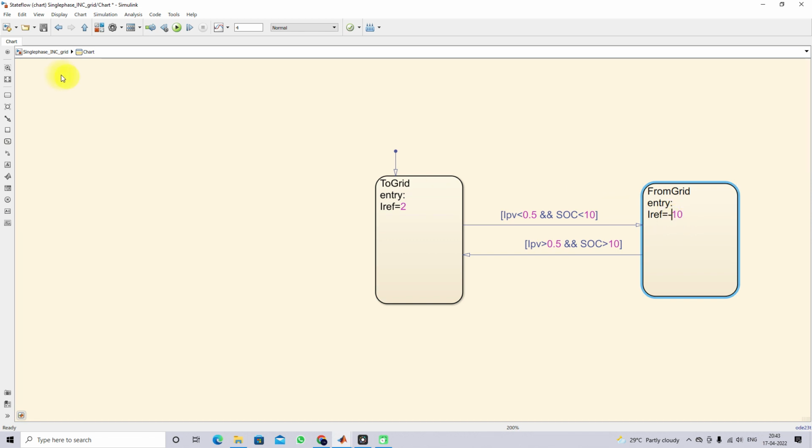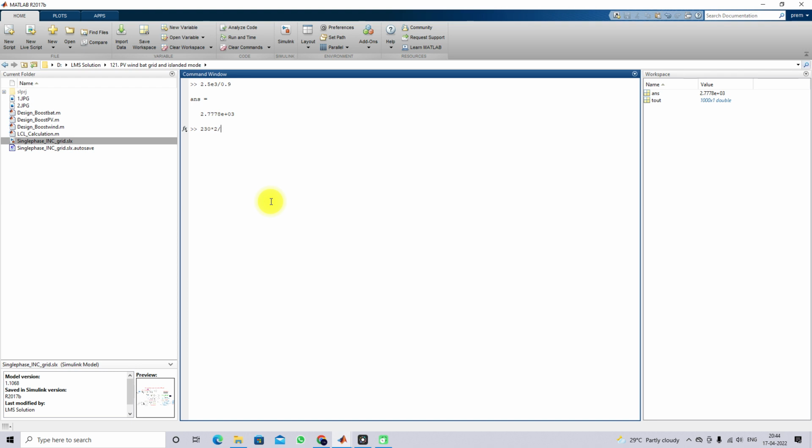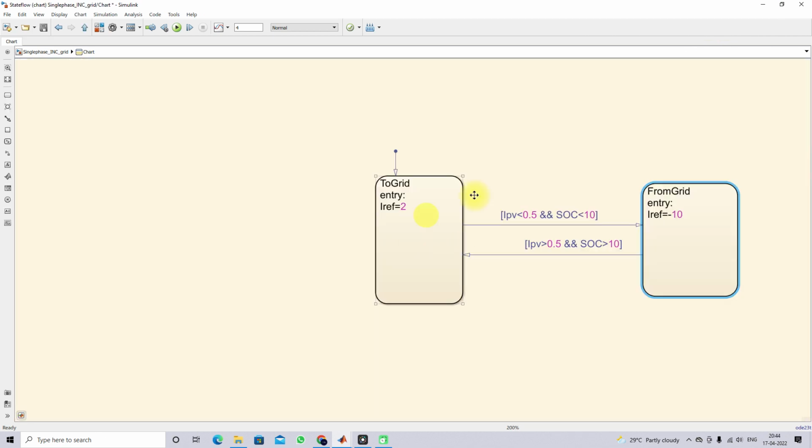So when sending 2 amps, that means 2 amps peak, it is around 230 into 2 divided by 1.414, so we are going to send around 326 watts to the grid. When we are getting power from the grid, we are getting power of around 230 into 10 divided by 1.414, which is around 1.63 kilowatt. That is decided based upon the PV current and the SOC of the battery.